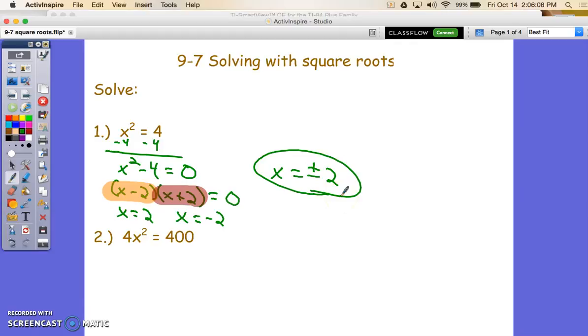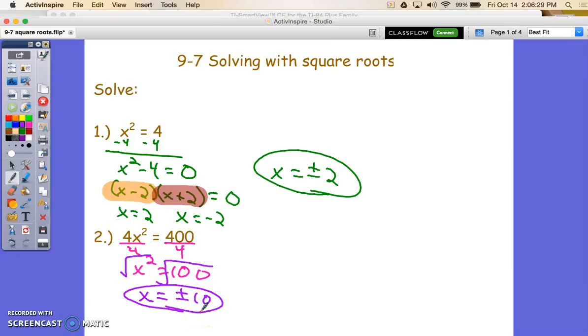Moving down to number 2, we just need to do a little bit of algebra. So once again, we're thinking about the square root of what number? The square root of 100. That gives me 10. And in this case, our solution would be plus or minus 10. So it required a little bit of algebra to get started, but then after we do that, we're going to square root both sides, similar to the Pythagorean theorem, whenever you square root the side to find the hypotenuse or the missing leg.